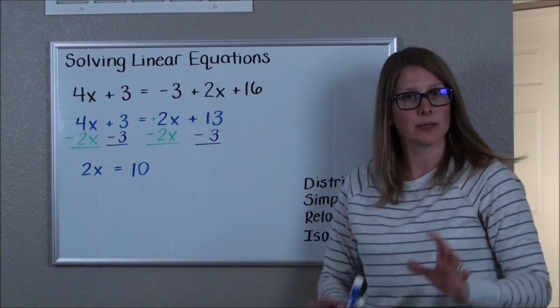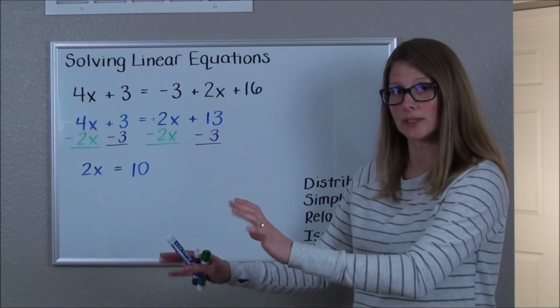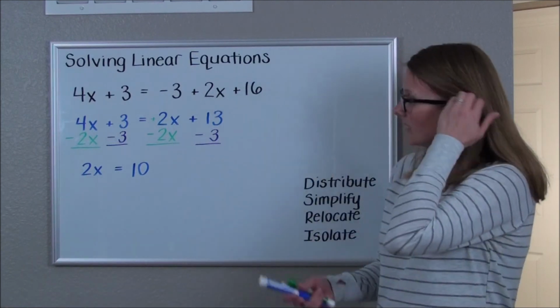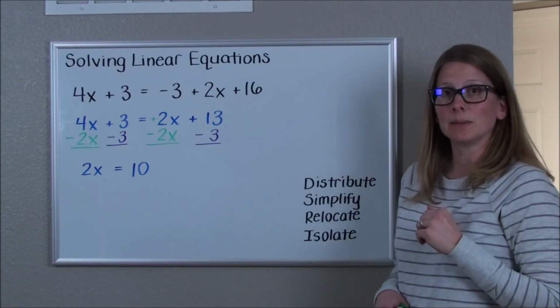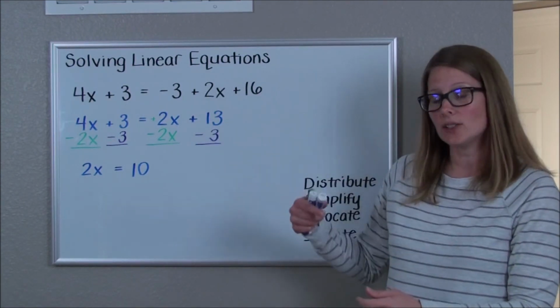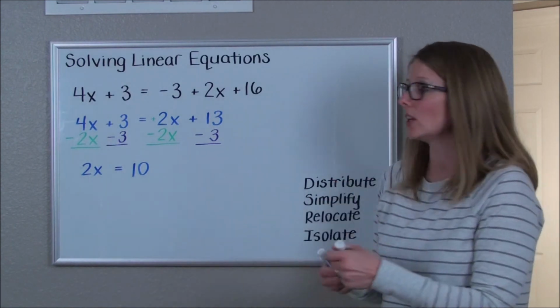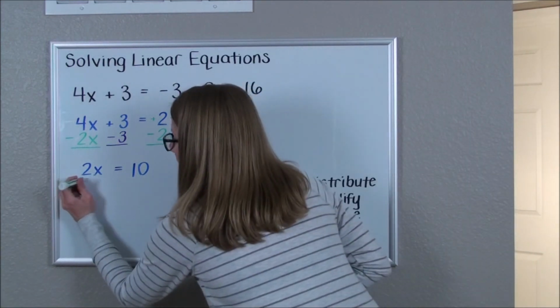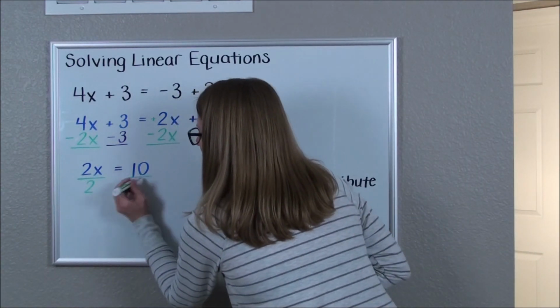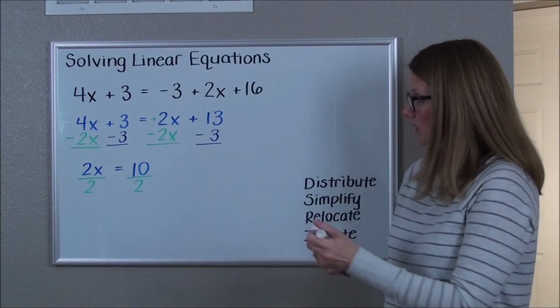So I've successfully moved all the letters to the left and all the numbers to the right. So variables left and constants right. And now I'm on my last step. I need to isolate, meaning I need to get that x totally by itself. Right now there's a 2 attached to it. It is attached with multiplication. So I'm going to detach it by dividing. And it's fine to do that as long as I do the exact same thing to both sides to, again, maintain that balance of the equation.